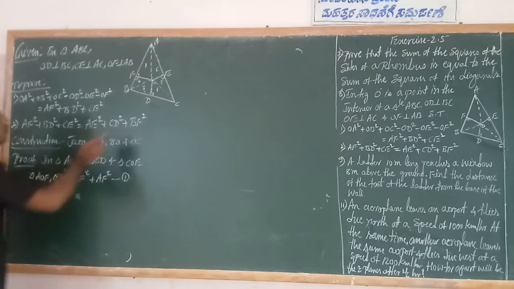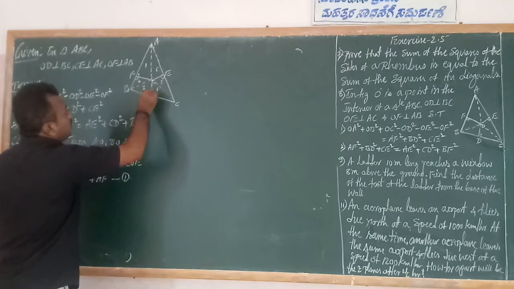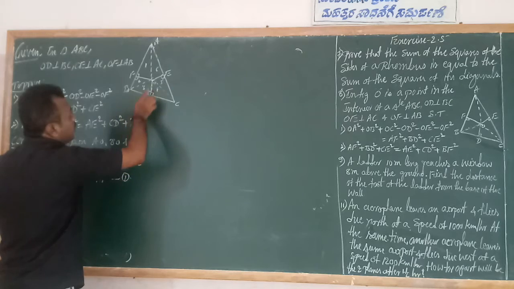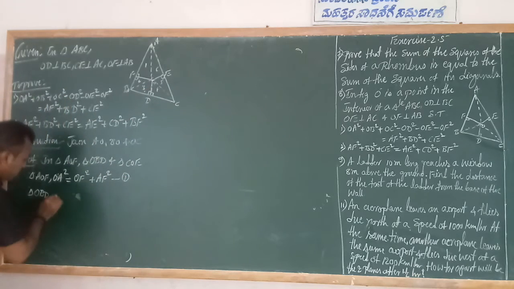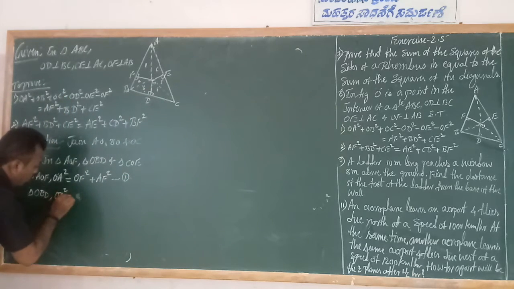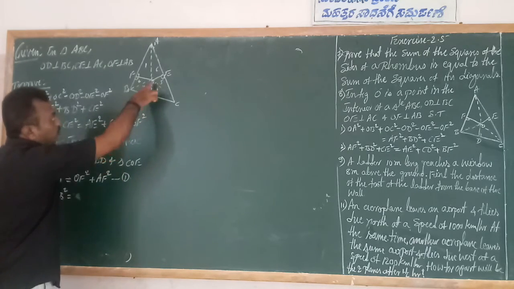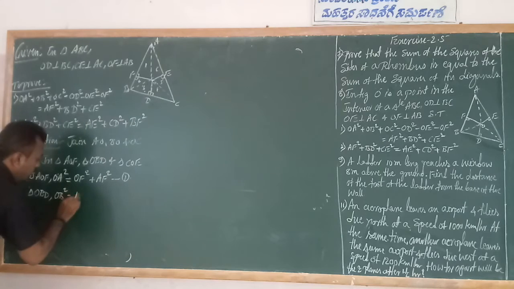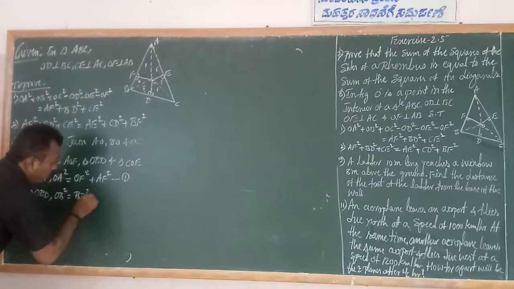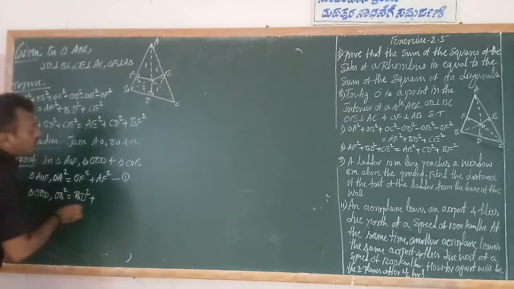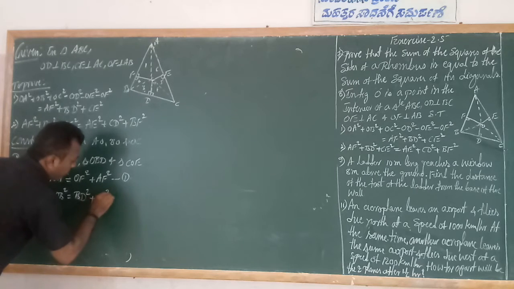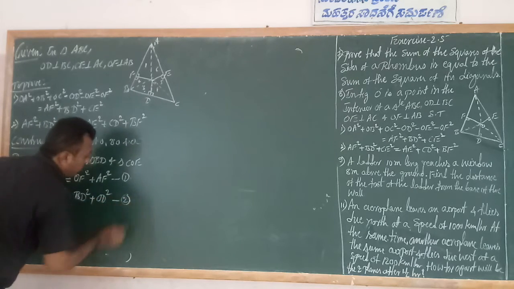Next, in the second triangle OBD, here B is the 90 degree, so OB is the hypotenuse. I am using the Pythagoras theorem here. OB square is equal to BD square plus OD square. Call it number 2.